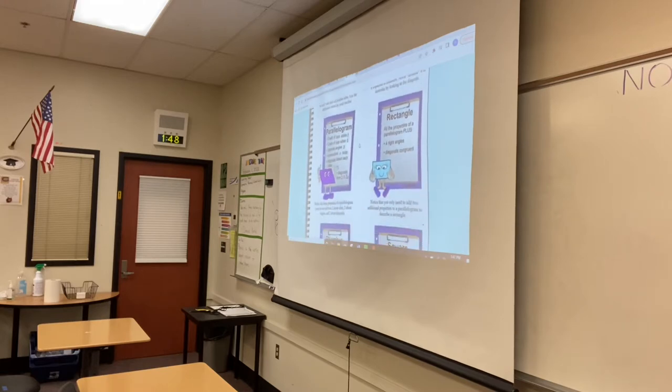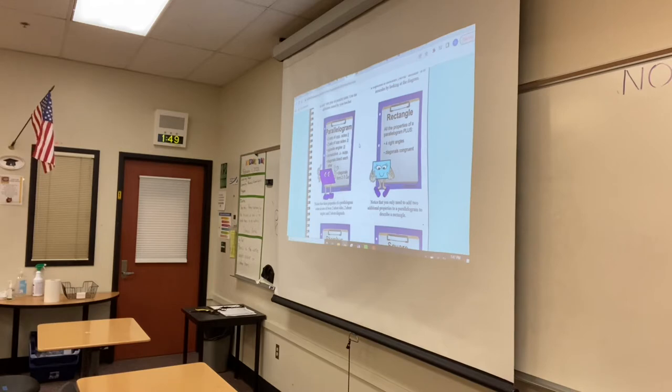Okay. Next one is the parallelogram. The parallelogram has two sets of opposite sides that are parallel. It has two sets of opposite sides that are congruent, and the opposite angles are congruent. I'm telling you the most important parts that you need to know, right off the bat. And the rectangle. Rectangle is probably one of the most easily identifiable.